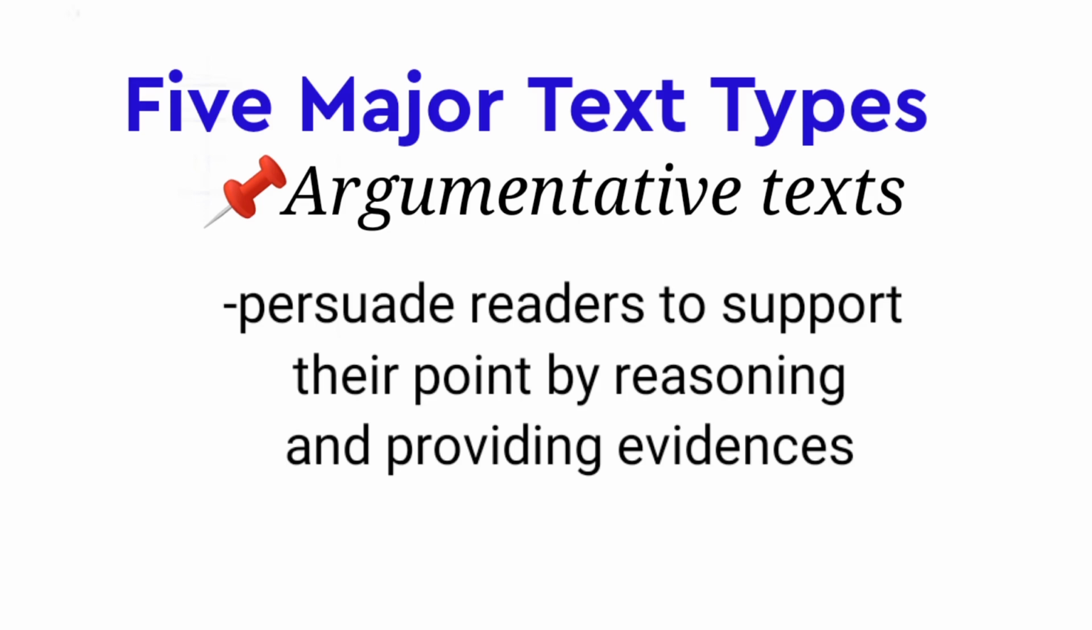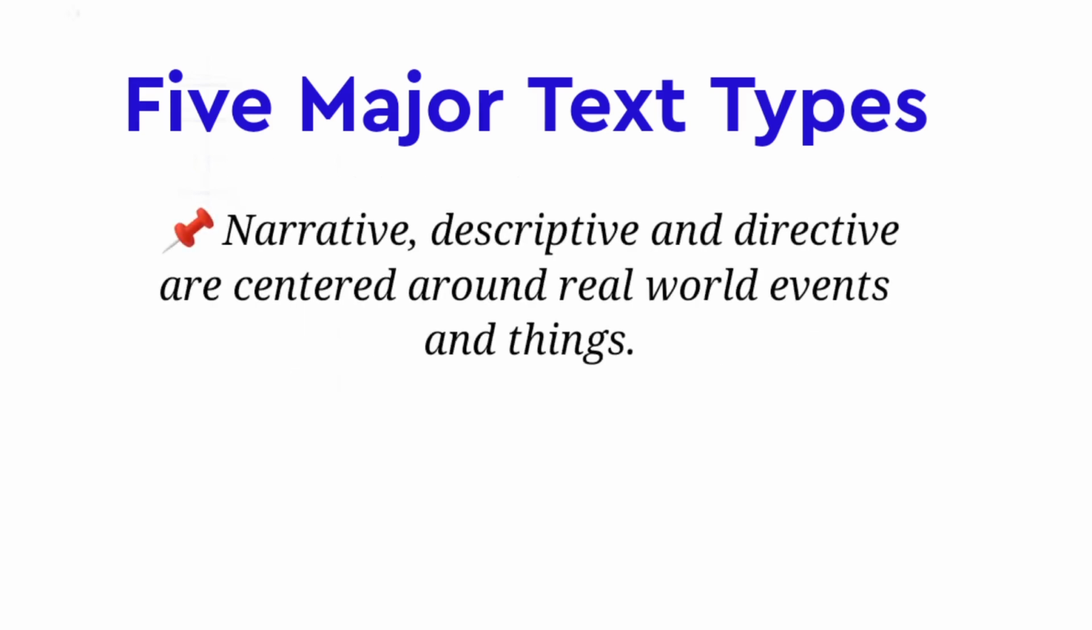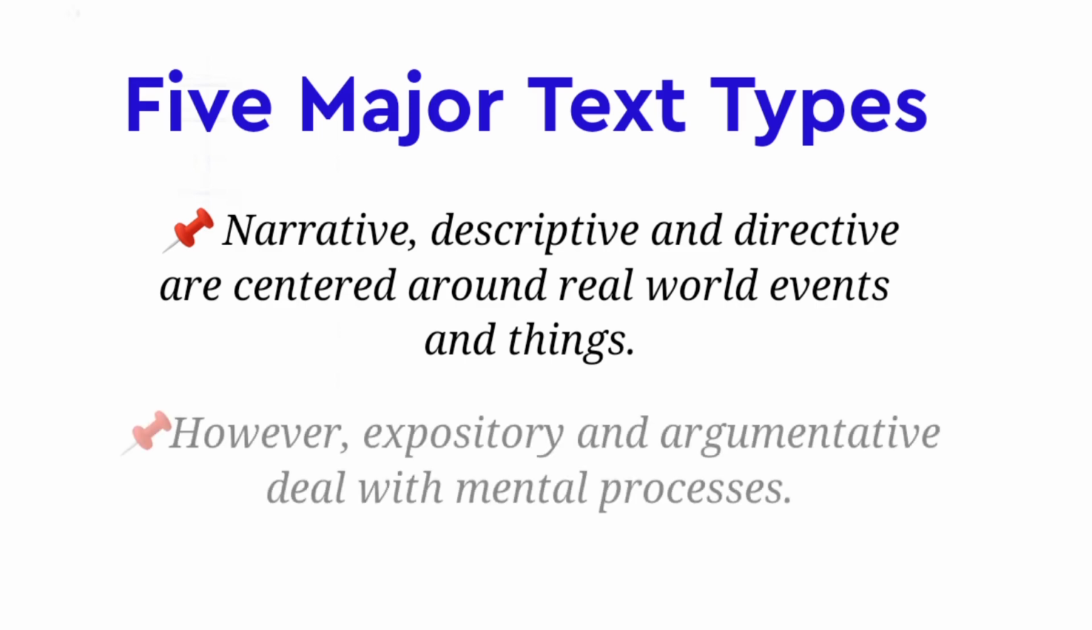Remember, narrative, descriptive, and directive texts have grammatical forms associated with them, which may be expanded to form sequences of a textual nature. They are all centered around real-world events and things. In contrast, expository and argumentative texts are cognitively oriented, as they are concerned with explanation and persuasion, which are both mental processes.